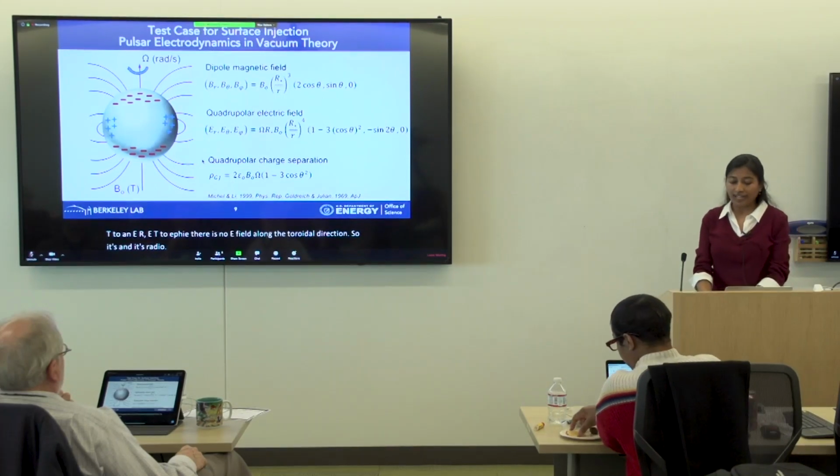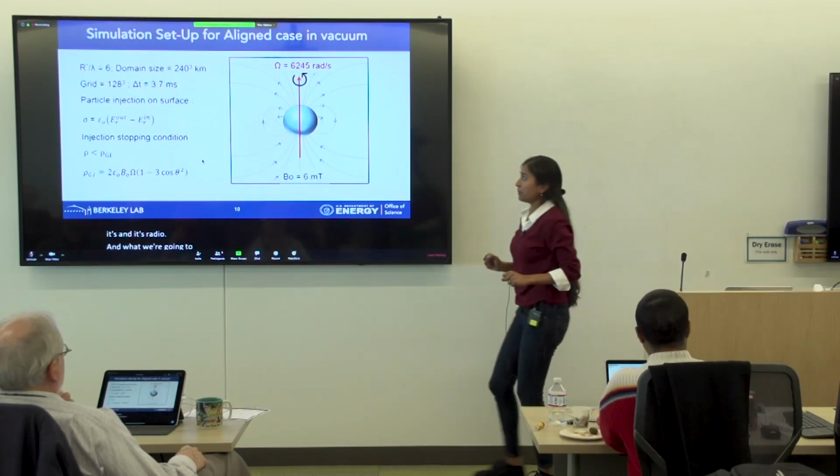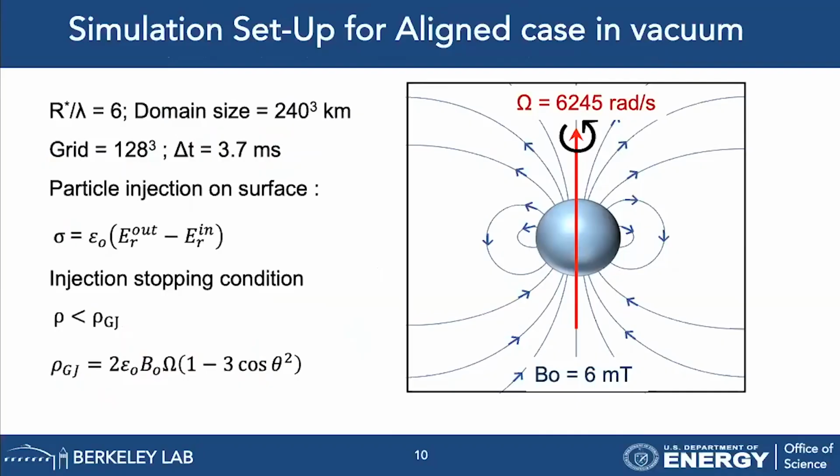The way we set up this problem is we have a pulsar, a sphere that's sitting in our cubic, three-dimensional domain, and we start injecting particles on the surface based on the surface charge density. We keep introducing charged particles on the surface until the density becomes less than the Goldreich-Julian density, which is the theoretical charge density.